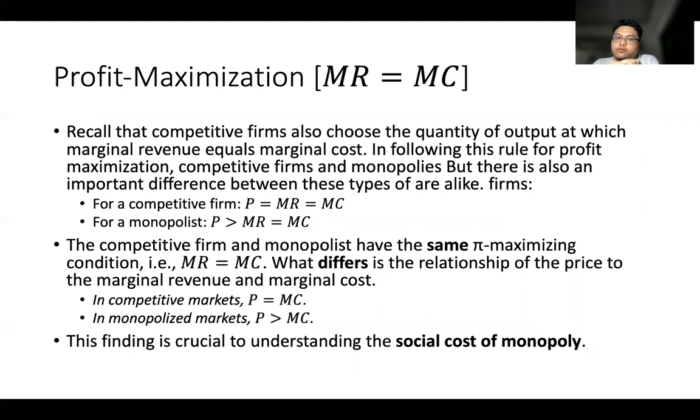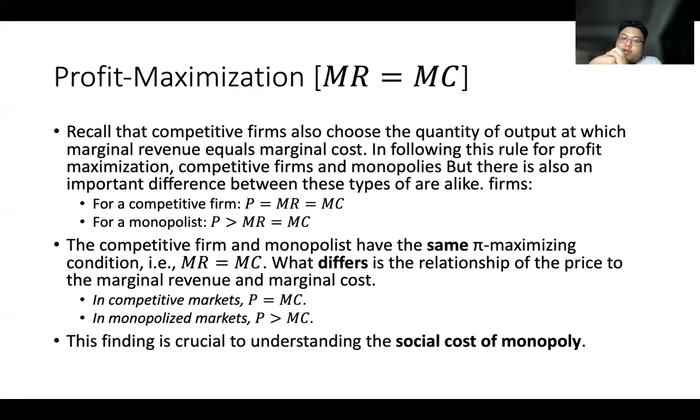In following this rule for profit maximization, competitive firms and monopolies apply the same rule. But there's also an important difference between these two. For a competitive firm, price is equal to marginal revenue equals marginal cost. But for a monopolist, price is greater than marginal revenue equals marginal cost.